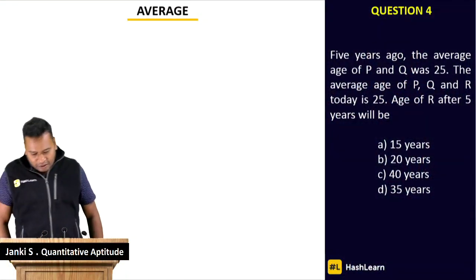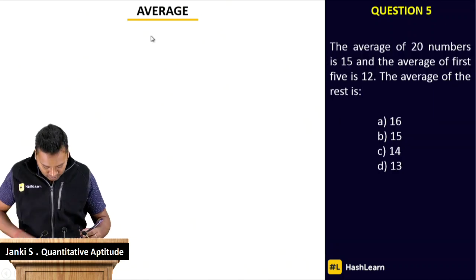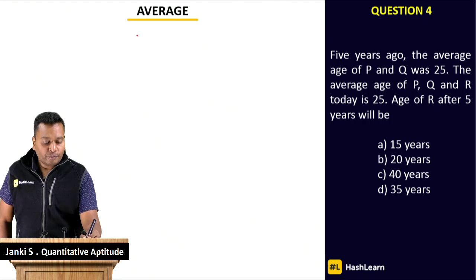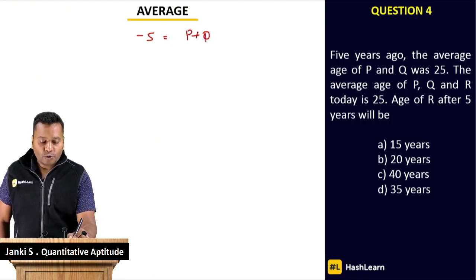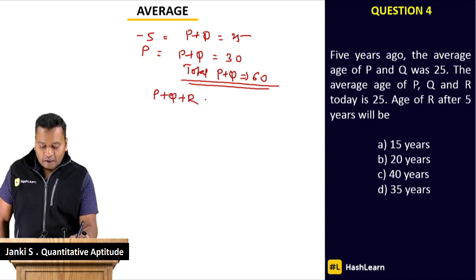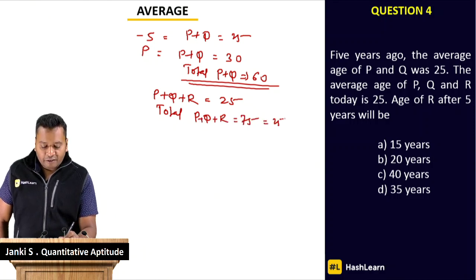Coming back to the question, sorry for the inconvenience. So as we have seen, 5 years ago the average of P and Q was nothing but 25. That means presently the average of P and Q is nothing but 30. So the total of P and Q now is nothing but 60. That's the first case given. Let's talk about the second case. Presently the average of P, Q and R is nothing but 25. So the total of P, Q and R now is nothing but 75, which is 25 into 3, right?